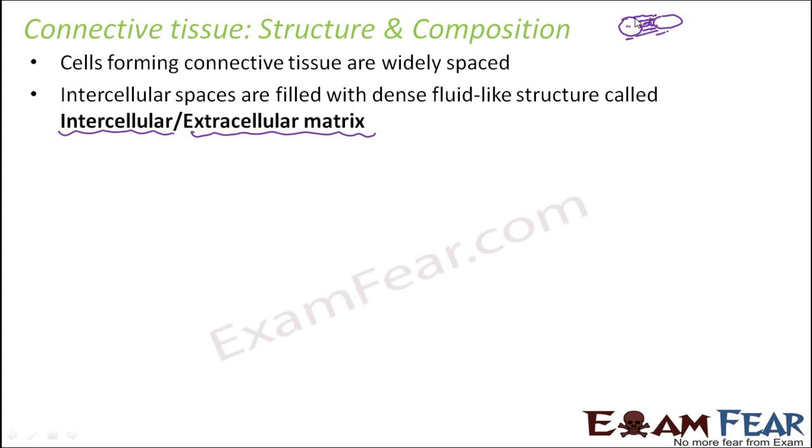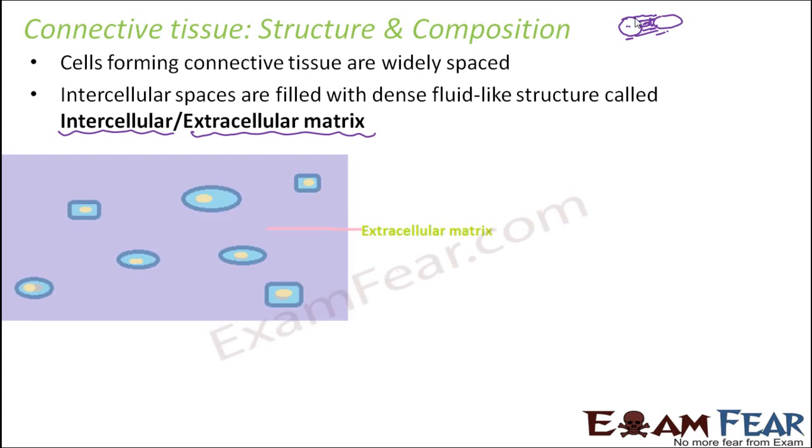So basically intercellular and extracellular mean the same thing. So this is how they look. Here you can see the different cells in blue color, and this purple colored dense fluid is nothing but your extracellular matrix. Now here the cells of a connective tissue are embedded in this matrix, and the nature of this matrix varies with different types of connective tissue depending upon its function, and that is why the structures of connective tissues are so very different.